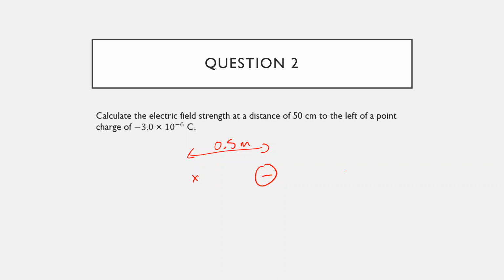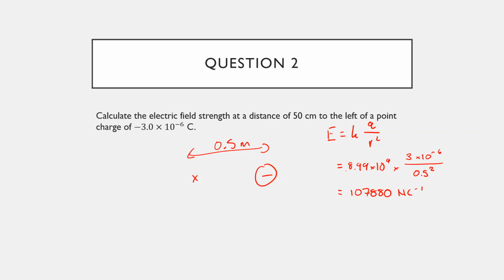Well, now we know how to calculate the field strength. It is just E equals K times Q over R squared. Put all your values in. 8.99 times 10 to the 9 times the charge, which is 3 times 10 to the -6, divided by the distance in meters, 0.5, and remember to square it. That is very important. And in doing so, we get something around 107,880 newtons per coulomb.